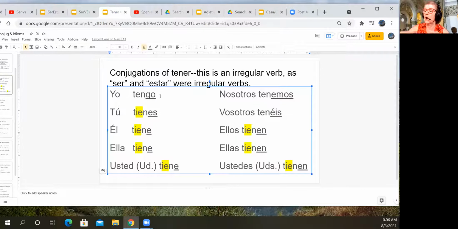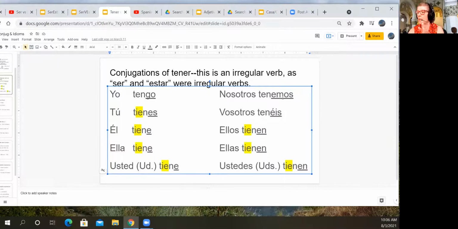So, bueno, repitan por favor, tengo. Tengo, I have. But tú, tienes. You need to make all of those sounds pronounced. Tienes, perfecto. And the next one, él tiene. Ella tiene. Usted tiene.